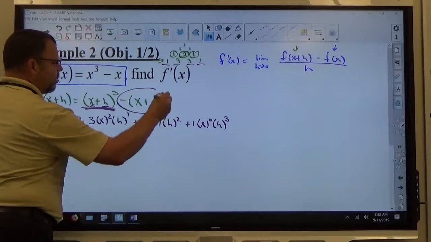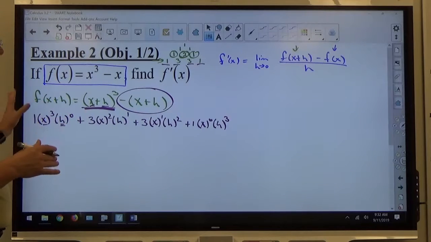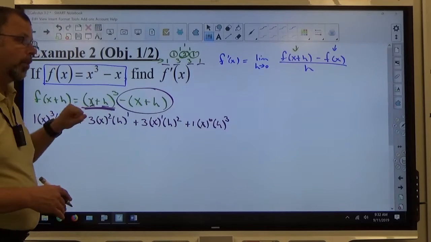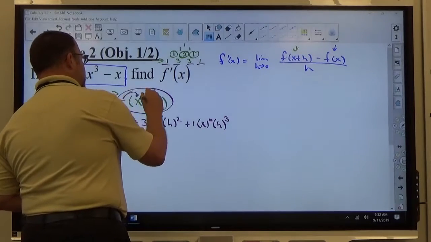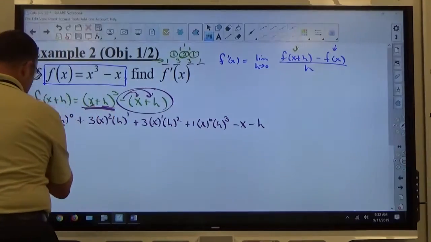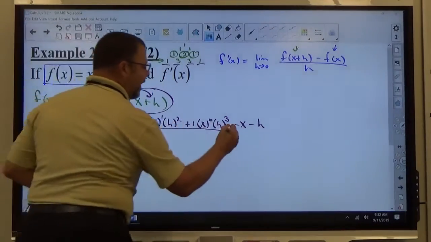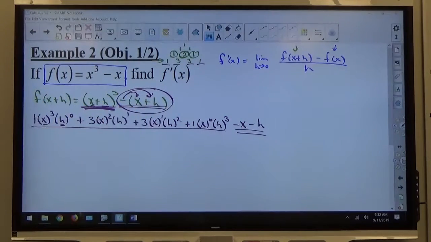There's still this minus x plus h going on there. A lot of times people forget about that. Just be cautious that as you're expanding some binomial to a power that you don't forget about the rest of the polynomial. So if I distribute that minus through there, it's going to be minus x minus h at the end of this thing. So all this here is the expansion of my binomial cubed, and this here is simply minus x plus h distributing the minus sign through the parentheses.